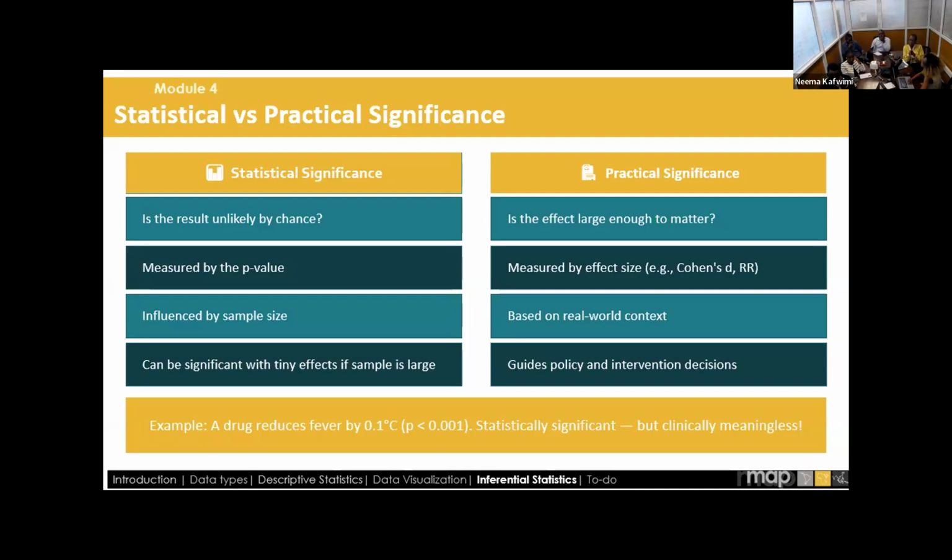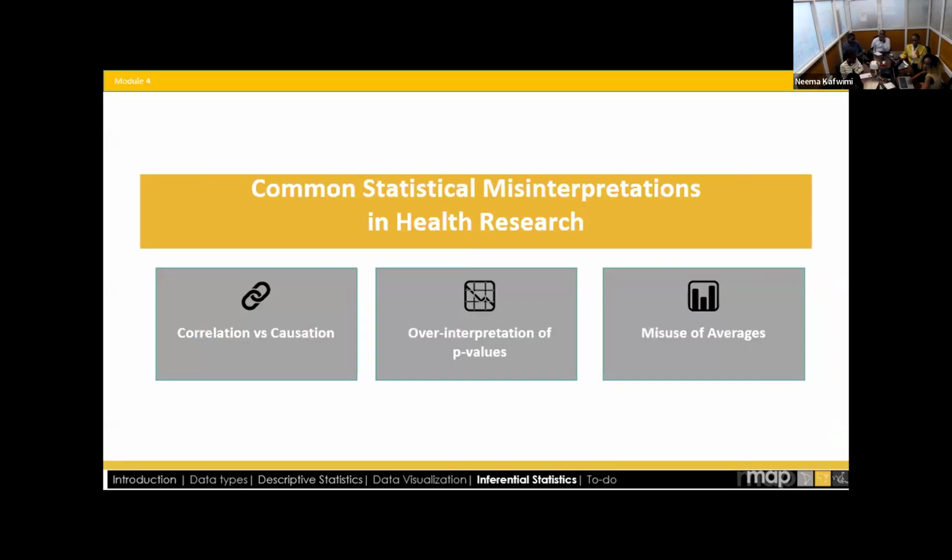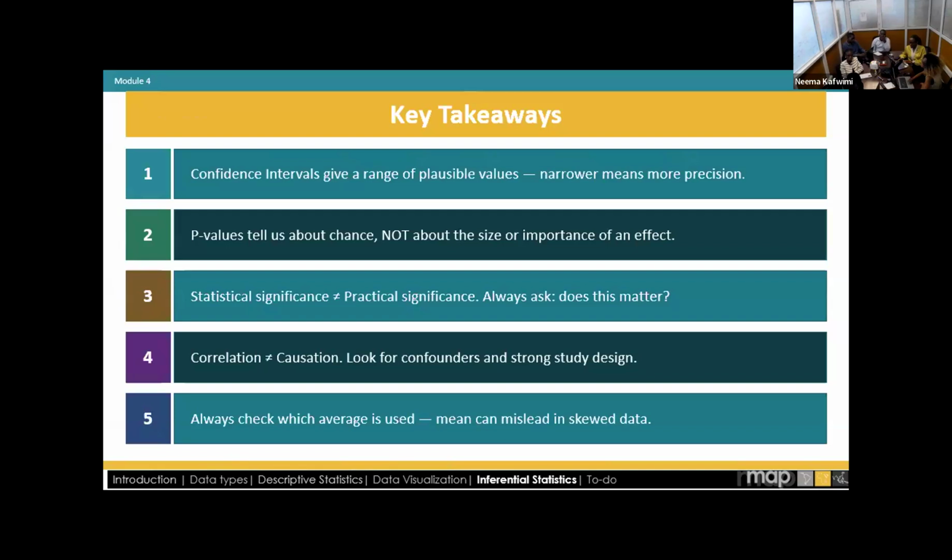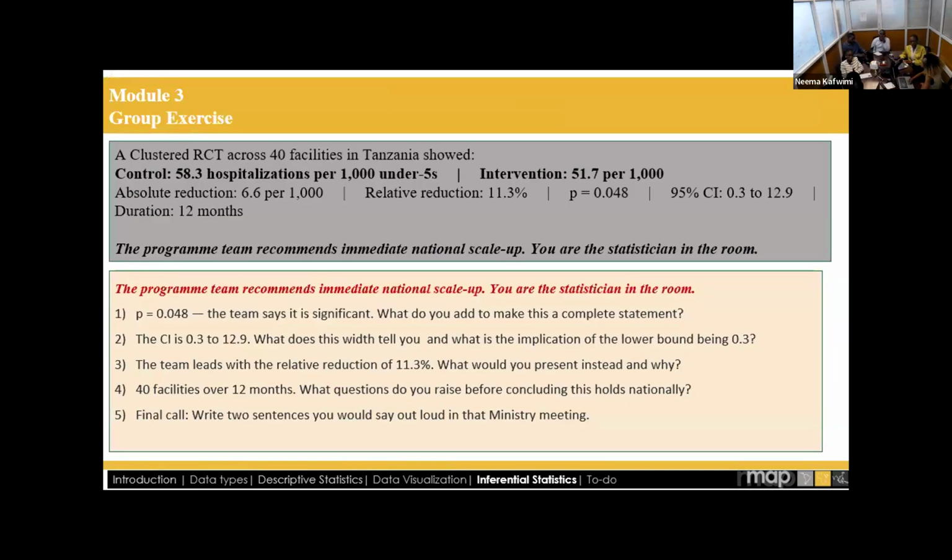So this is what I'm trying to emphasize. We are not only looking at the p-value, but we are also looking at the effect size. What is the effect size? Is it tangible enough to convince the policymakers to either change policy or enact their intervention? So before that, can we discuss this to help us understand what we have just learned?